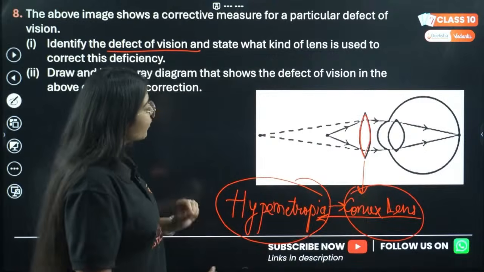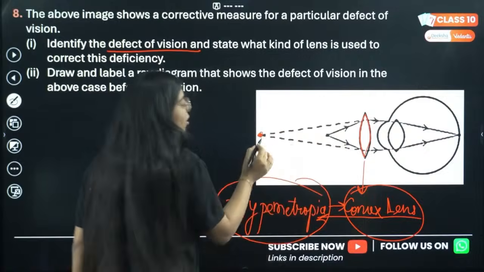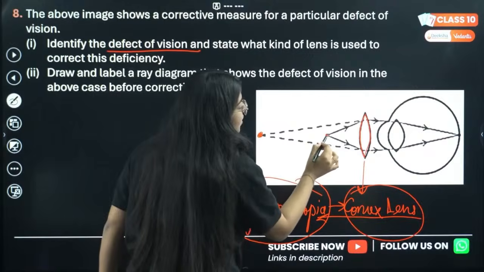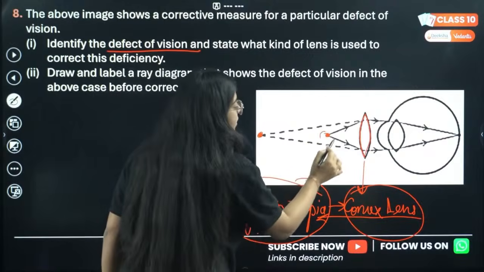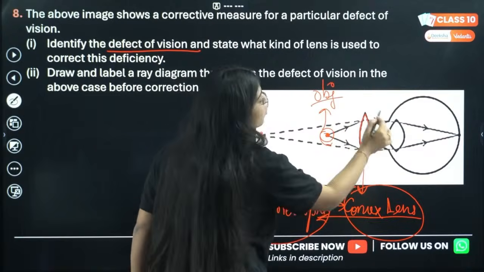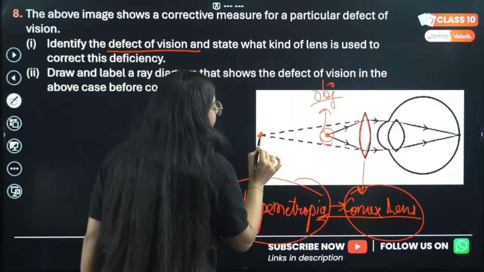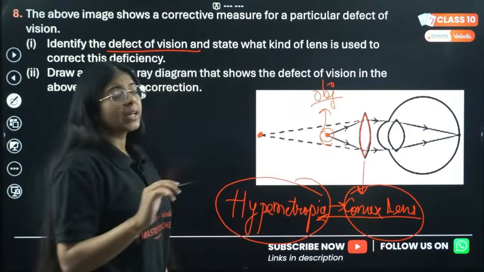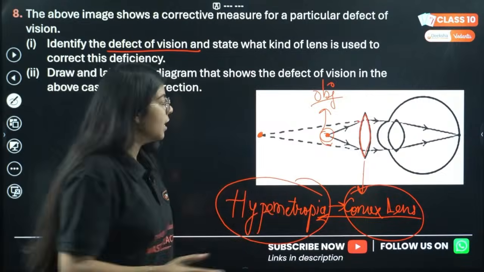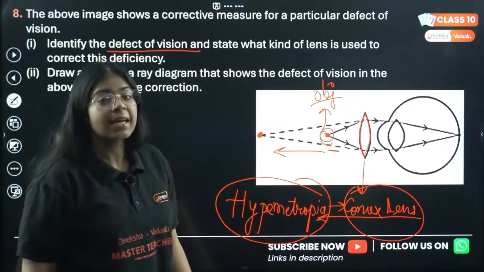Also, the person couldn't see the object which was this far. This is our object. So we used a convex lens which converged the rays back to a farther point, because we know in hypermetropia the near point becomes far. It goes away. So this near point went away. Now the person can see clearly.